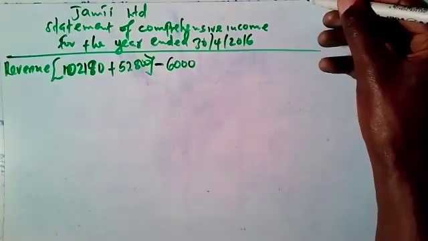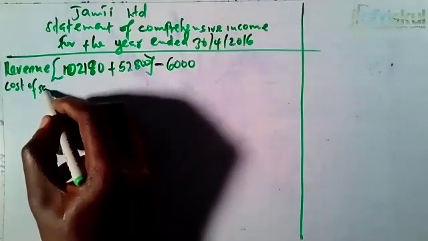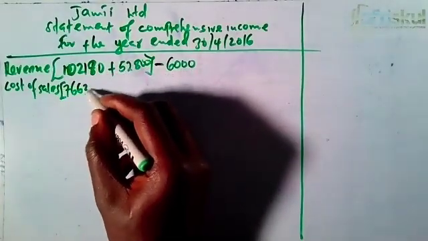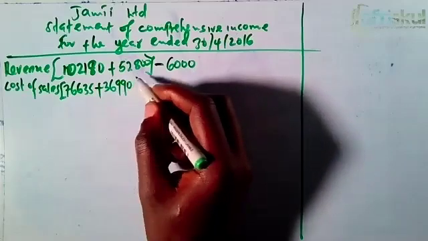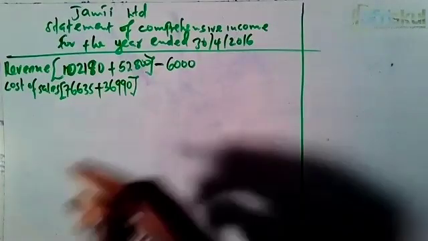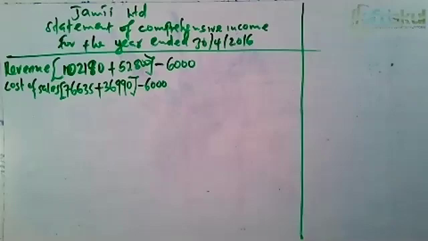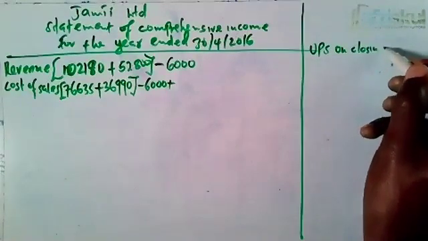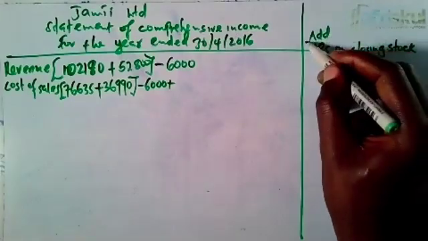Next, the next thing is cost of sales. So the cost of sales is 76,635 plus 36,990. Then the next thing you adjust under cost of sales, and these are the things you need to know: you subtract these intergroup sales between parent and subsidiary. Then you are supposed to add UPS on closing stock. Add that to the cost of sales.